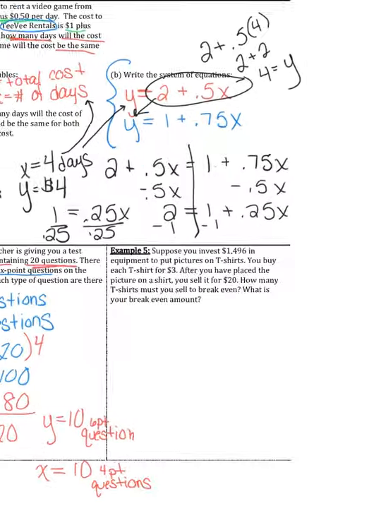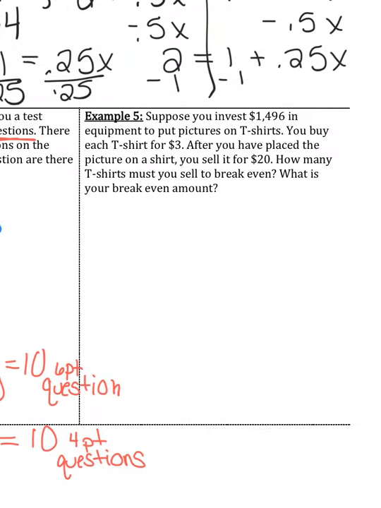And then example number 5. I'm going to zoom in on this so I've got more room. So it says, suppose you invest a total of $1,496 in equipment to put pictures on t-shirts. Okay, I don't really care about what this is. You buy each t-shirt for a total of $3. After you have placed the picture on a t-shirt, then you sell it. Okay, so it's another scenario. Then we sell it for $20.